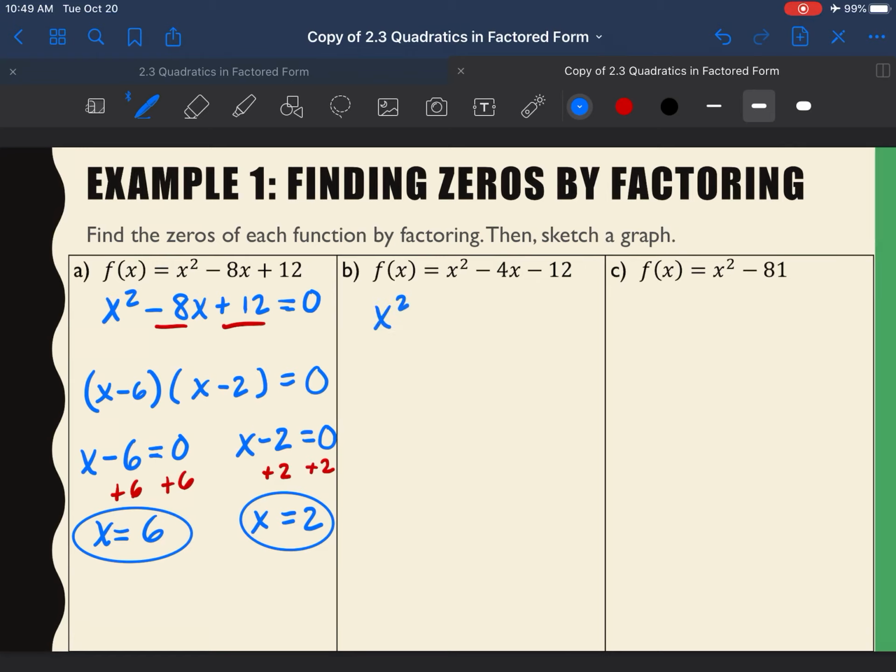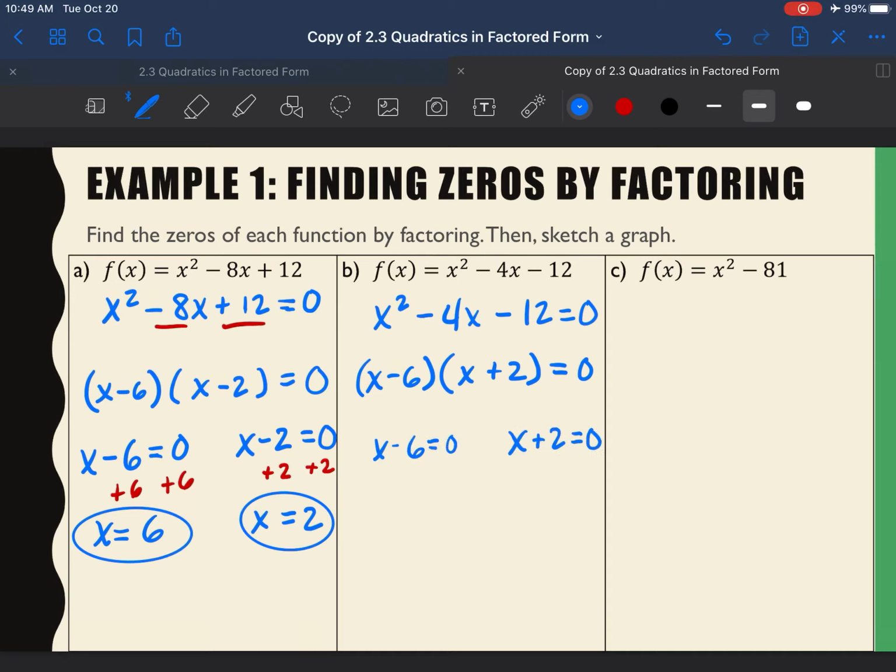It has to be equal to 0 in order to be able to find the zeros. Then you factor this. So it multiplies to -12 but adds to give you -4. I think that would have to be a -6 and a +2. Once you factored it, you would set them equal to 0 individually. So x minus 6 equals 0, x plus 2 equals 0.